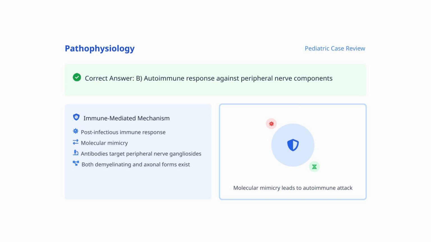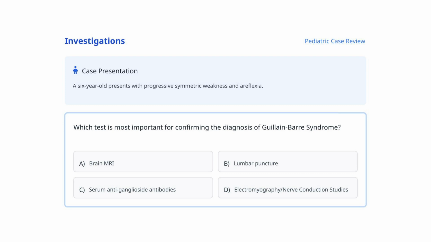Guillain-Barré syndrome is an immune-mediated disorder where antibodies and inflammatory cells attack peripheral nerves through molecular mimicry. Following infection, antibodies developed against pathogen antigens cross-react with gangliosides and other components of peripheral nerves. Different GBS variants exist, including demyelinating forms where the immune response targets myelin, and axonal forms where it directly damages nerve axons. In this case, a 6-year-old presents with progressive symmetric weakness and areflexia.